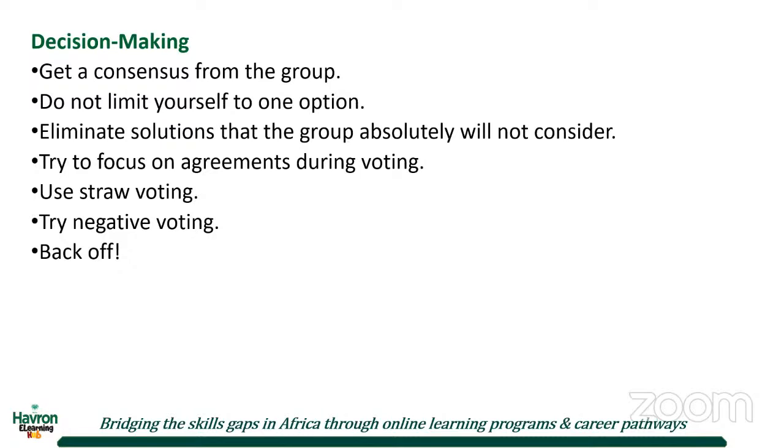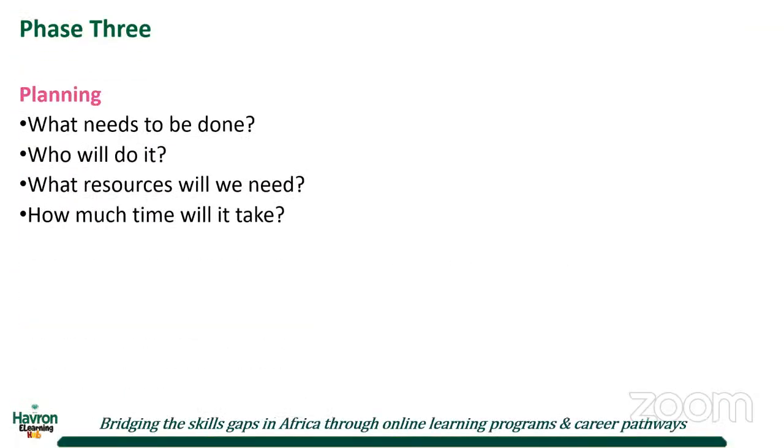To make voting easier, you may want to eliminate the solutions that the group as a whole absolutely will not consider. Try to focus on agreements during all voting. Use straw voting: take a quick, non-binding yes or no vote on the current solution as proposed. Try negative voting also. Rather than asking who is for a solution, ask who is against the proposed solution. Then back off. The group may need some time to evaluate the options before making a decision. If they need it, you back off. Then you can now enter phase 3.